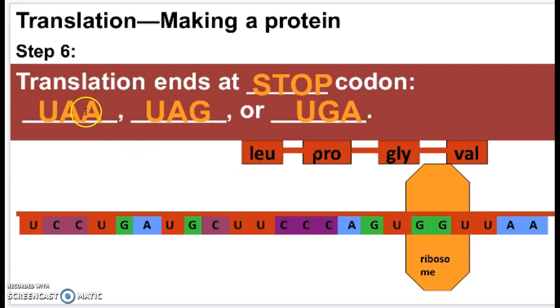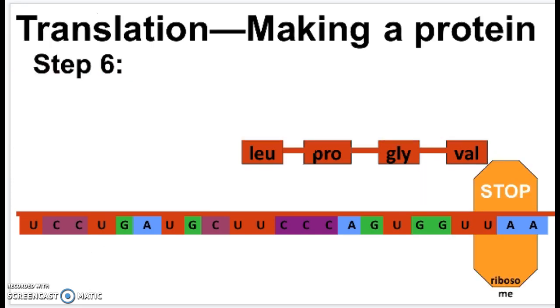There are 3 stop signals: UAA, UAG, and UGA. Anytime it reads through one of those, it's gonna stop, and the chain is gonna be cut off. That is called translation. We're basically making a protein. So these amino acids are then folded, and when they're folded, it forms a protein.